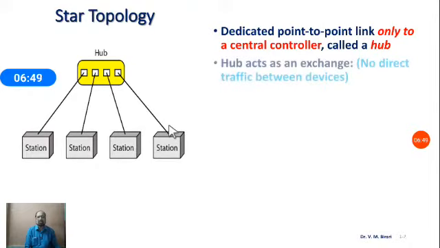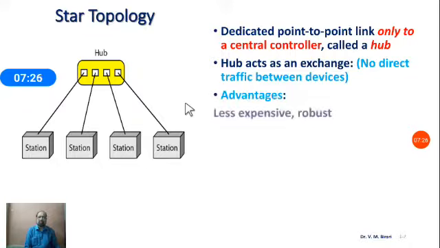Then second is the star topology. Here, a central hub is used and all the devices are connected to the hub independently. So here it is a dedicated point-to-point link, one point to each station, only to the central controller, which is called a hub. Nowadays the hub is replaced by the switch. The hub acts as an exchange. There is no direct traffic between the devices, so two devices cannot communicate directly with each other. If two devices want to communicate, they communicate through the hub only.